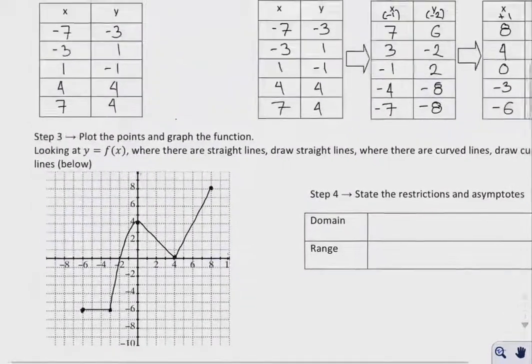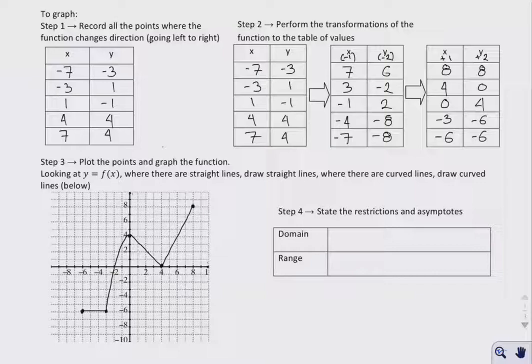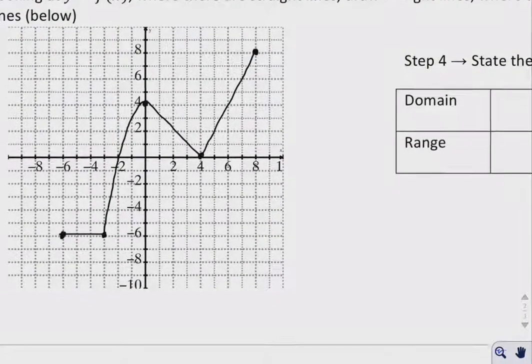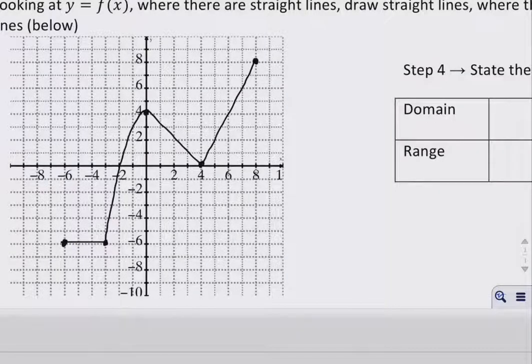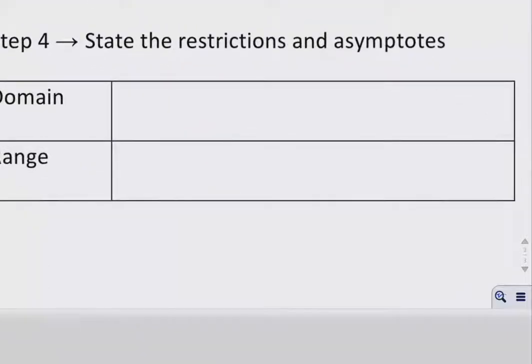There is our transformed function. As far as the domain goes, well, it's everything from 6 over here to 8, and our range is everything from -6 to 8 as well. So our domain and range are identical in this case.